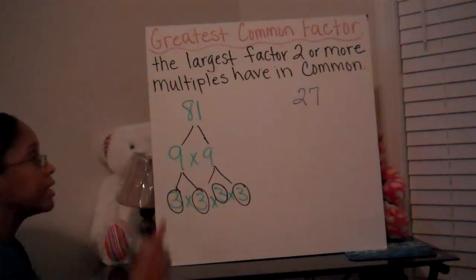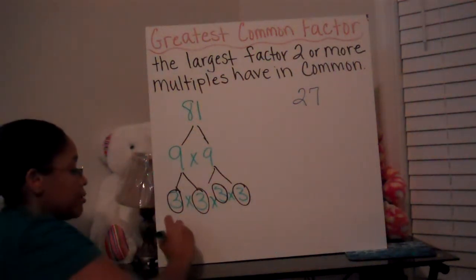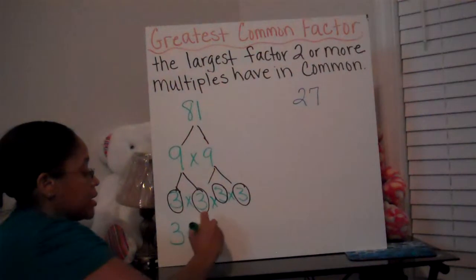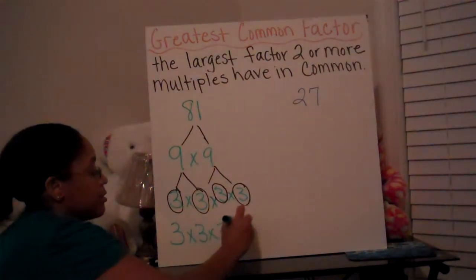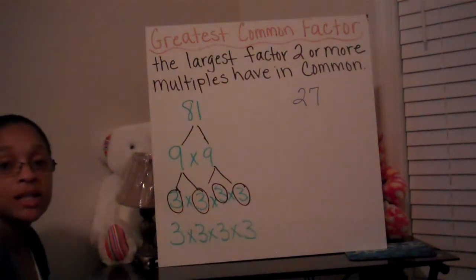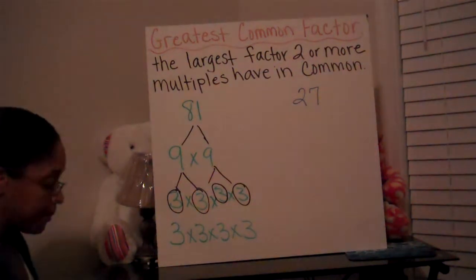So basically, the prime factorization for 81 is 3 times 3 times 3 times 3. And I'm going to need those 3's in a second, but I'm just going to leave them there for now.